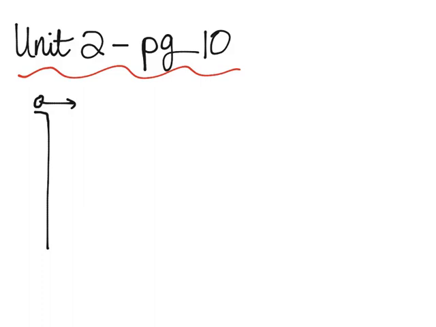Hi, this is Ms. Fitzmaurice, and this video is a solution to page 10, 2D kinematics problem in your Unit 2 packet. Okay, so this problem says that a group of lemmings run off a 40-meter cliff.